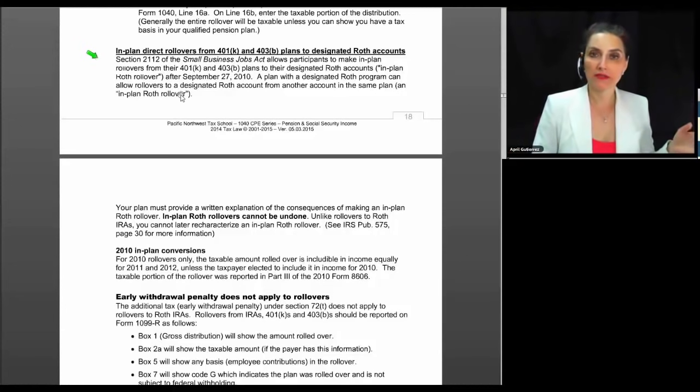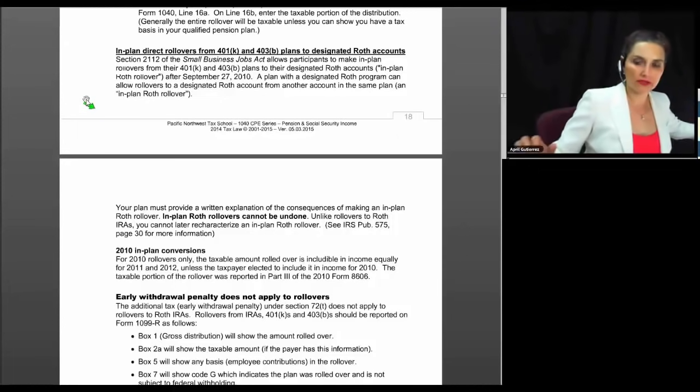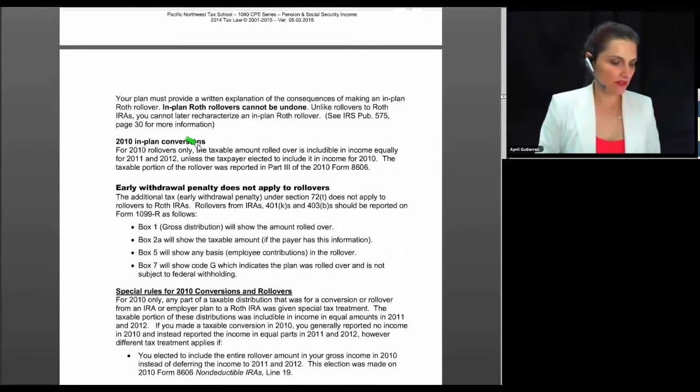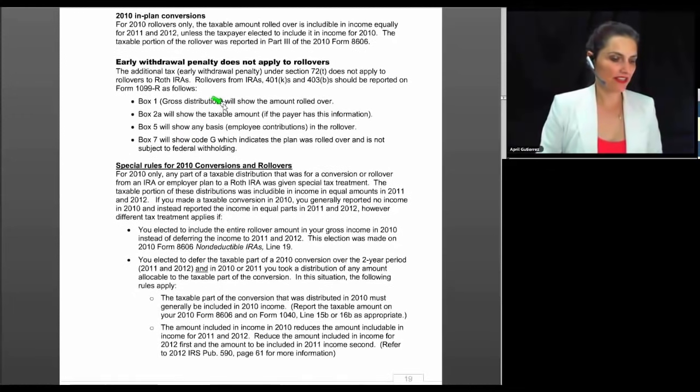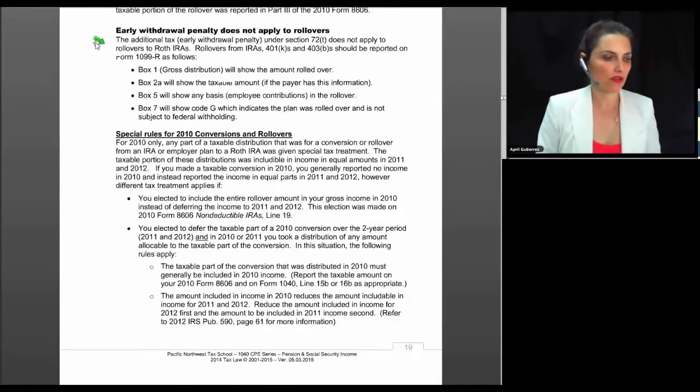One of the most significant of these rules is that if you make a conversion to a designated Roth account from your 401k plan, you can't change your mind later and back it out. It's done. Whereas if you do a conversion to a Roth IRA, you are allowed to change your mind and take it back out. So let's move on to the next topic we're going to look at here, which is the early withdrawal penalty, and it does not apply to these rollovers.